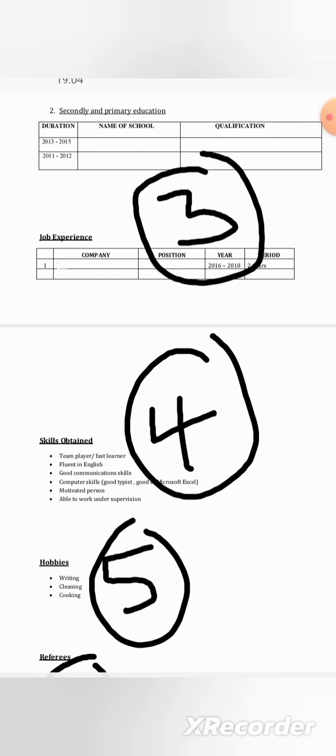Then the fifth part is the hobbies part. The hobbies are the things which you like to do on your free time. So that may include writing, cleaning, cooking, depending on the things which you like doing.